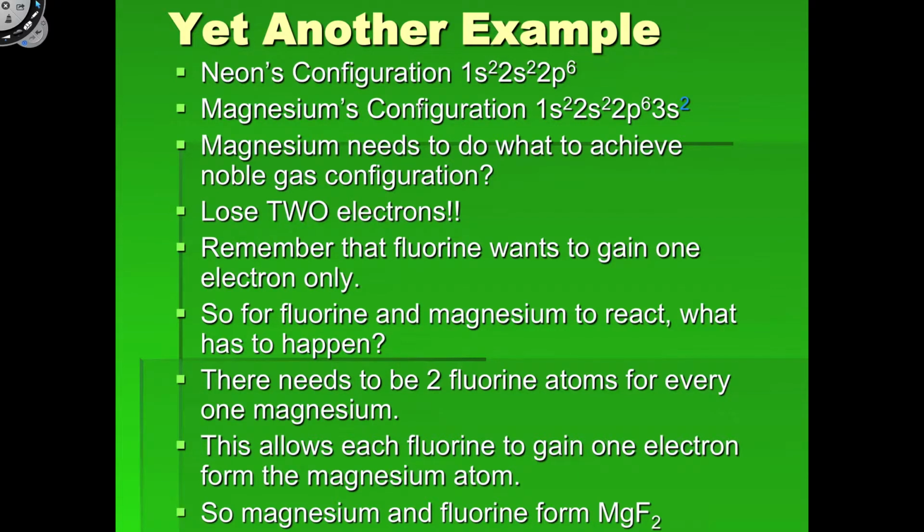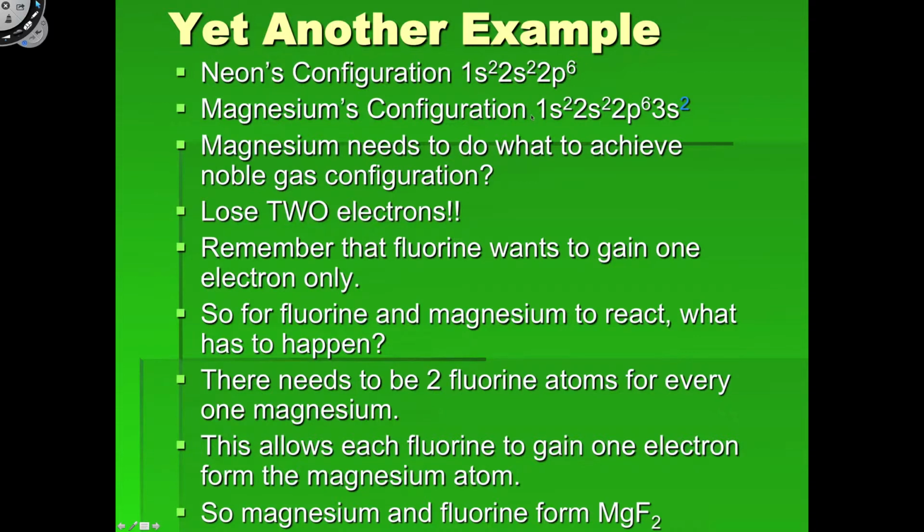We're still talking about predicting chemical formulas using electron configurations. So let's look at another example here. We have neon. You know it ends in 2p6. It's in the second row, in the sixth column of the p block, so it's 2p6. And it has a valence of 8. The 2 plus the 6 gives us 8.